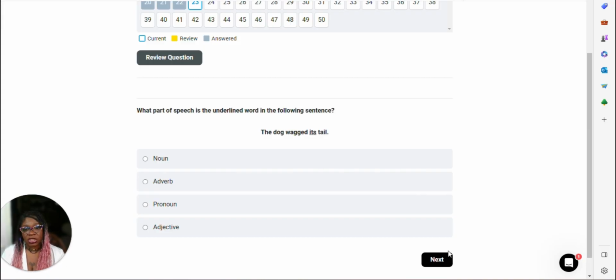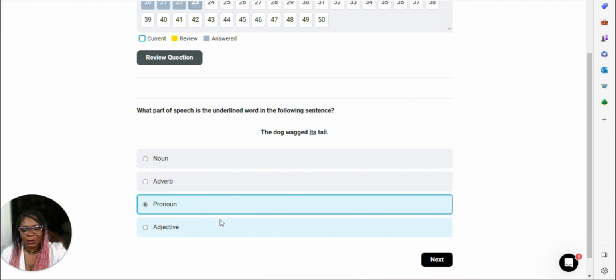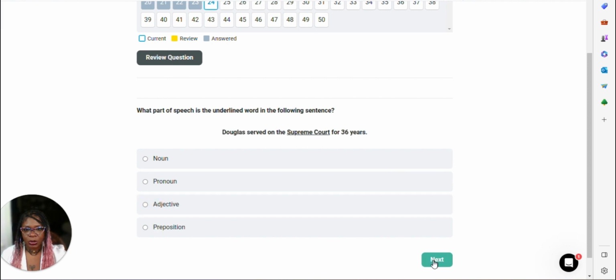What part of speech is the underlined word in the following sentence? The dog wagged its tail. Is it a noun? Is it an adverb? Is it a pronoun? Or is it an adjective? Your answer is going to be pronoun. And that is because it is a possessive pronoun. It replaces the word dog. All right, let's move on to our next question, which is question number 24.